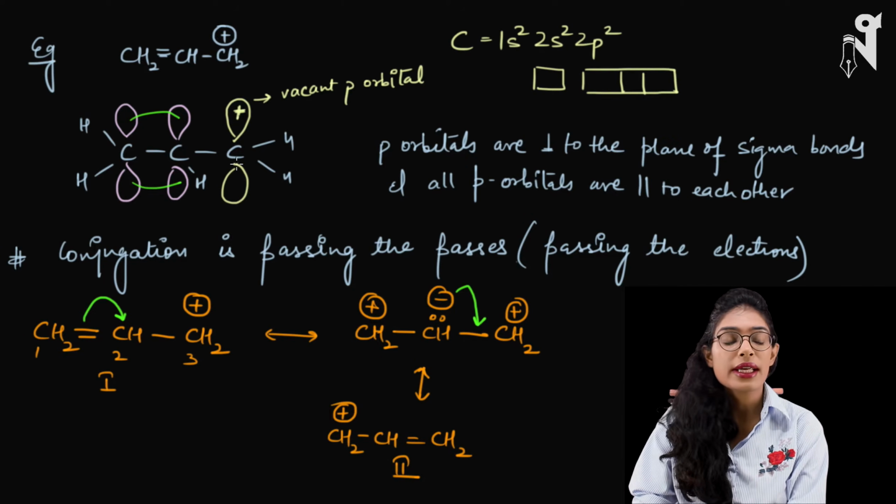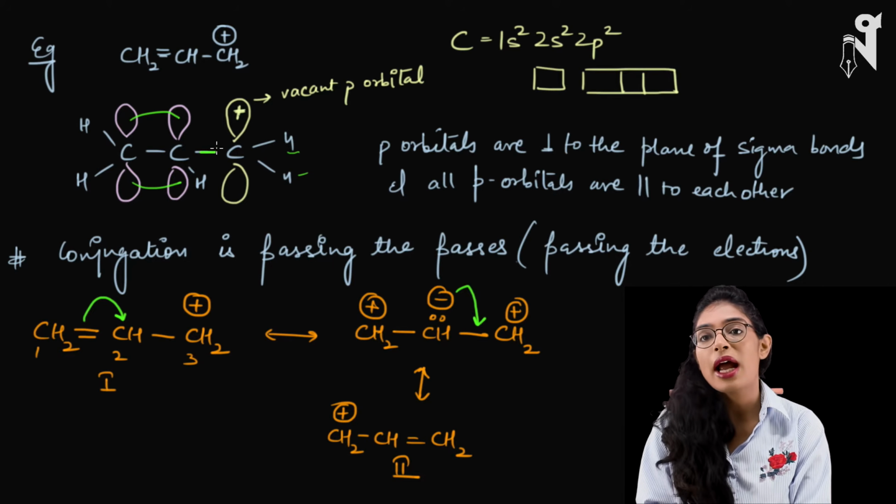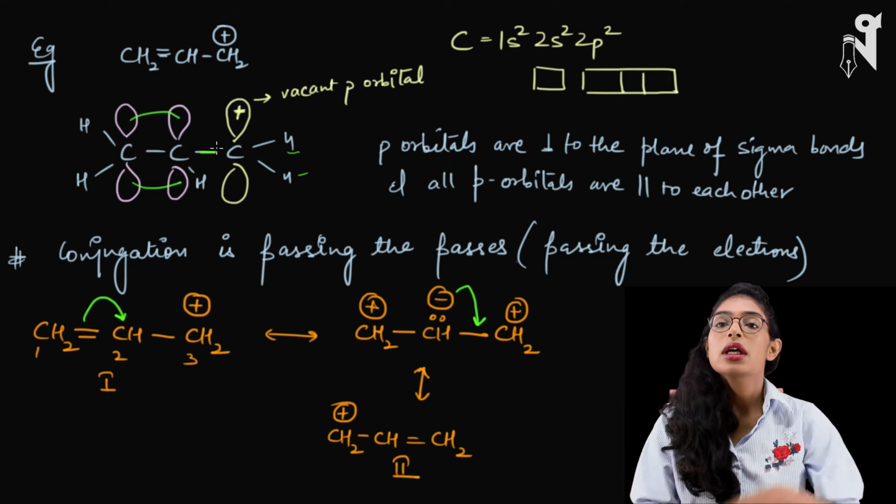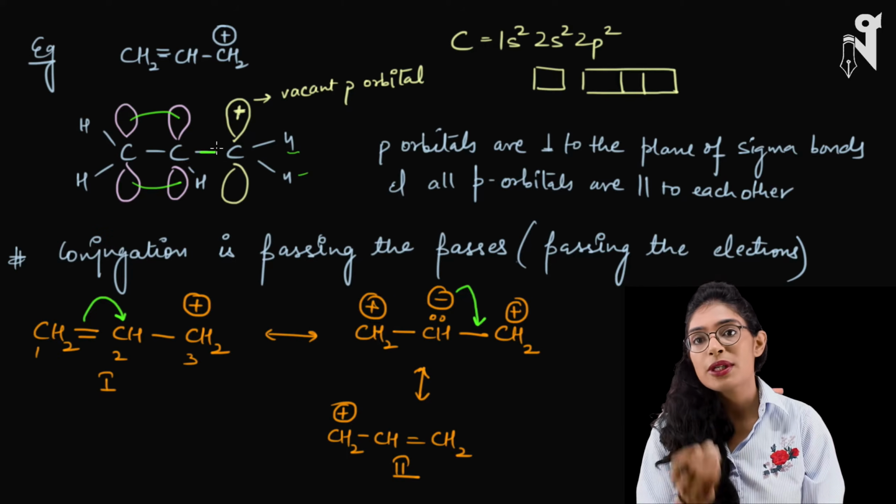Correct? Now come to the next carbon. The next carbon is also having the bonds with the hydrogens. So this is also a carbocation. If you remember, I have already spoken about the carbocation earlier, that carbocation is an sp2 hybridized species.